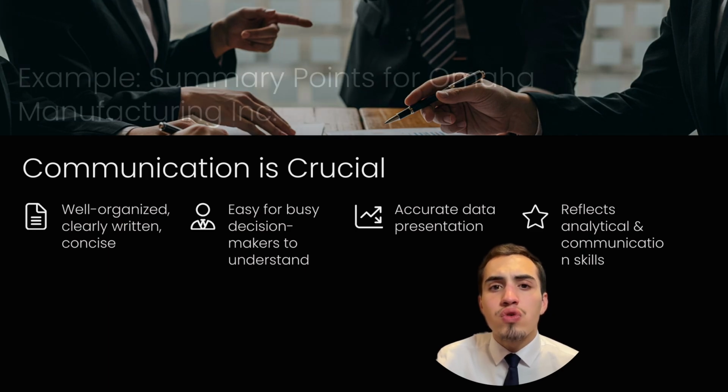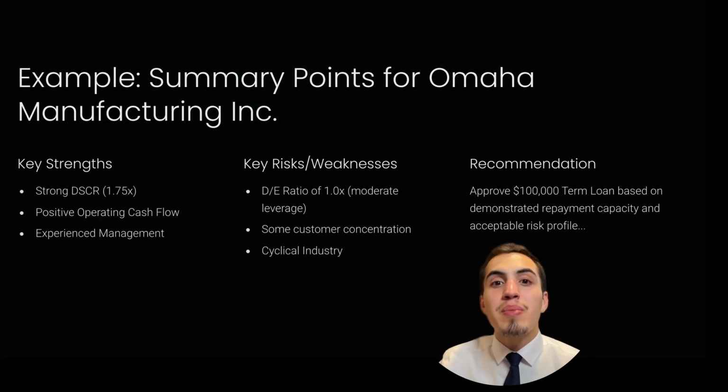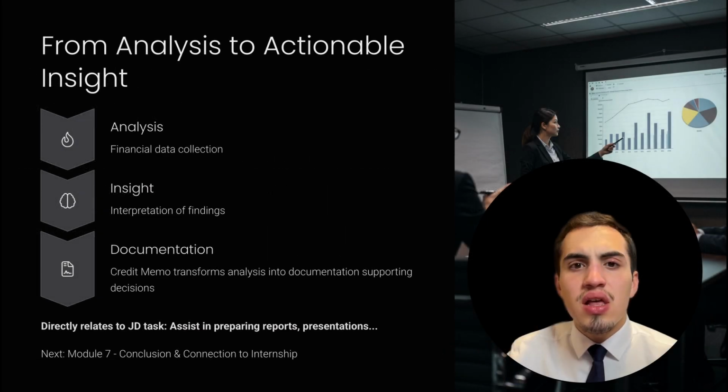For instance, after analyzing Omaha Manufacturing Inc., a summary section within the memo, or perhaps a slide in an internal presentation, might highlight key points. It would concisely list the main strengths identified, such as the strong DSCR we calculated. It would also transparently note the key risks or weaknesses, like the leverage level or industry factors. And finally, it would state the clear recommendation derived from the overall assessment.